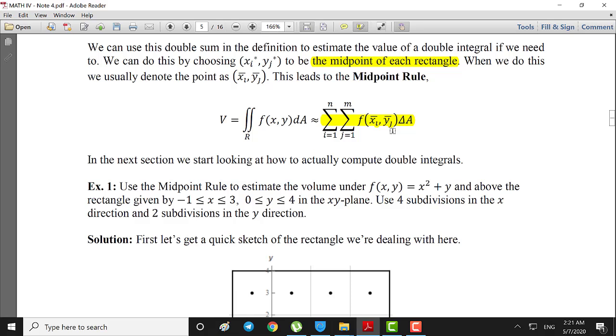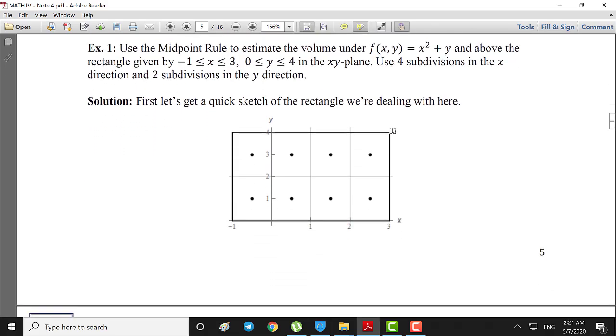Now, example 1 is an application of the midpoint rule. It says use the midpoint rule to estimate the volume under the function f of x and y equal to x squared plus y and above the rectangle given by x between -1 and 3 and y between 0 and 4 in the xy plane. And it says that we have to use 4 subdivisions in the x direction and 2 subdivisions in the y direction.